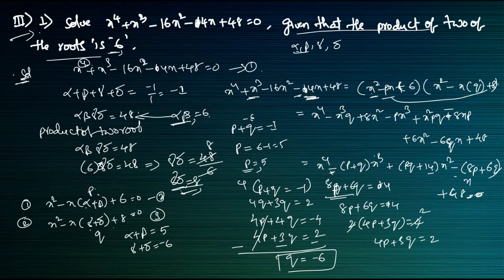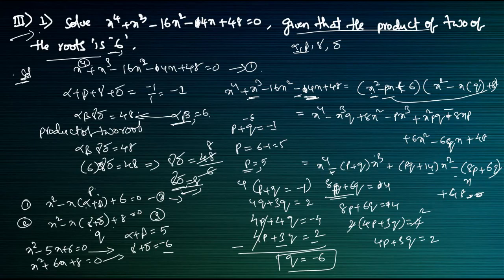The first equation we get, in terms of alpha plus beta, is x square minus 5x plus 6 is equal to 0, and another thing we get is x square plus 6x plus 8 is equal to 0. These equations we will get here.